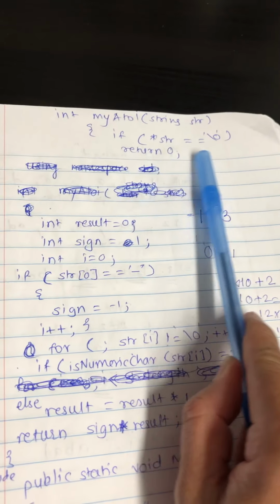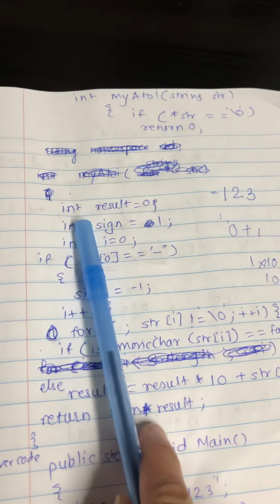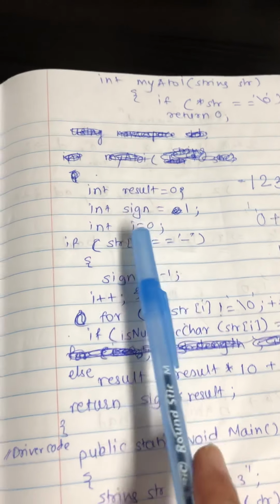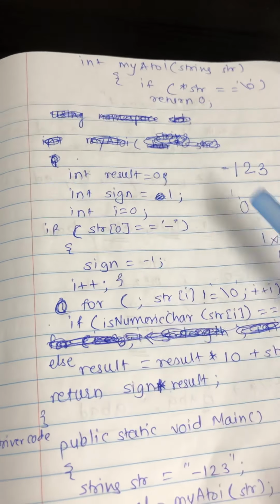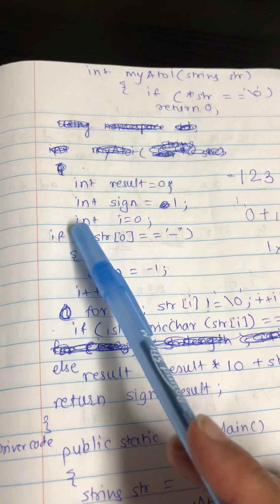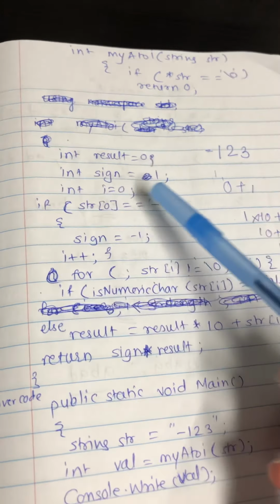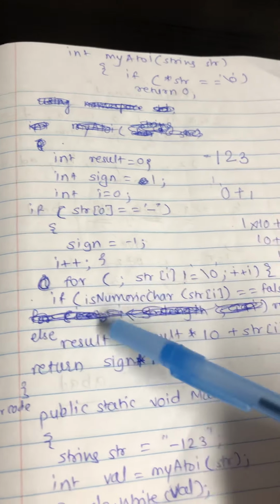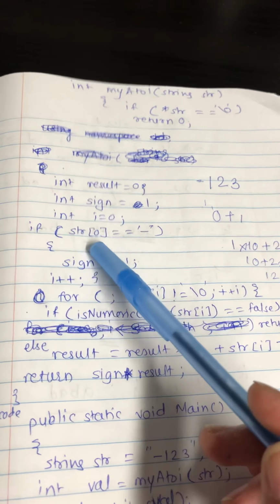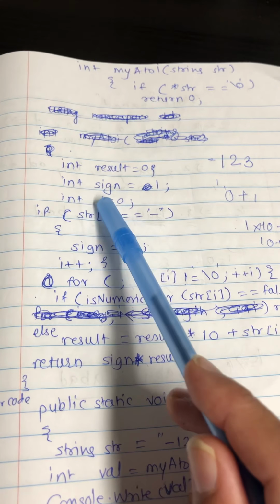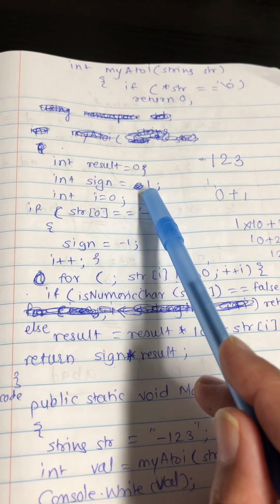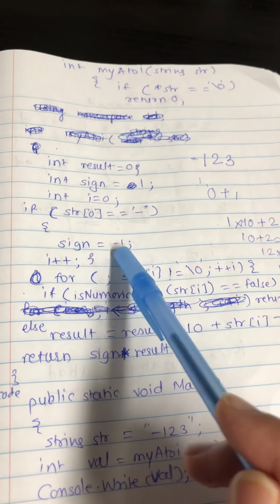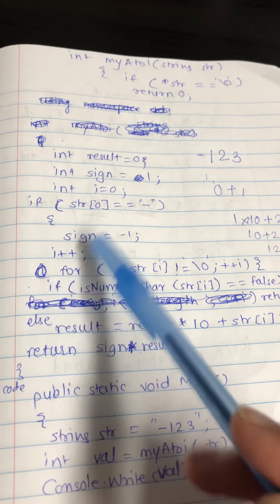So if the string is null, we will return 0. Then we are going to store the result in the result variable, and we are going to check the sign of the string as well. Integer i is equal to 0; i is used for keeping track of the loop iterations. Then if string of 0 is equal to negative, sign, which is a variable that keeps track of the sign of this integer or the string, will be assigned -1 and i is incremented.